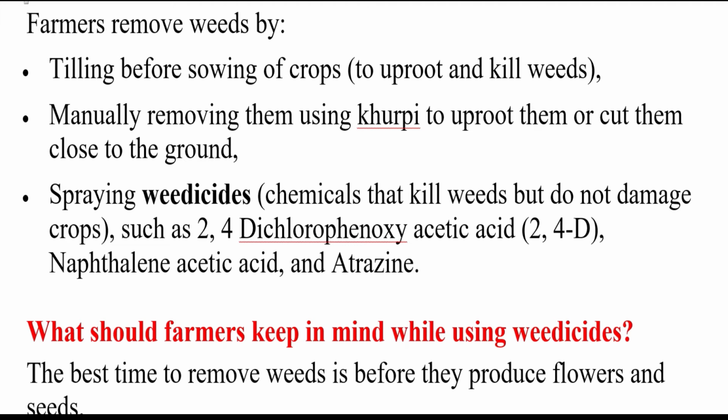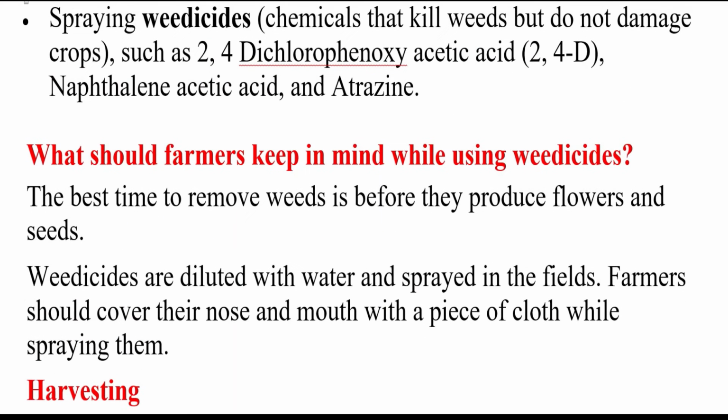2,4-dichlorophenoxy acetic acid. So it is called 2,4-D. And the next ones are naphthalene acetic acid and atrazine. These are the weedicides that are sprayed on the weeds in order to kill them.